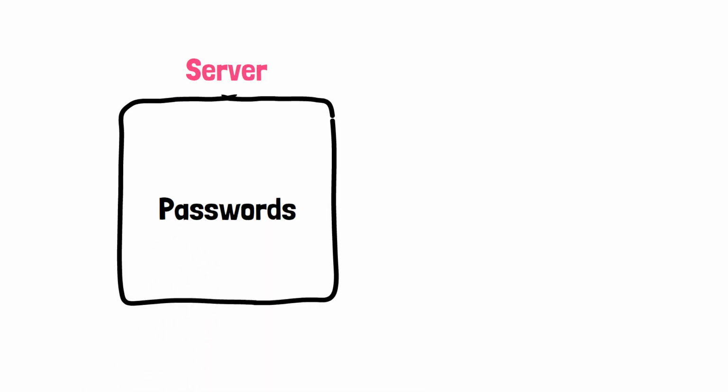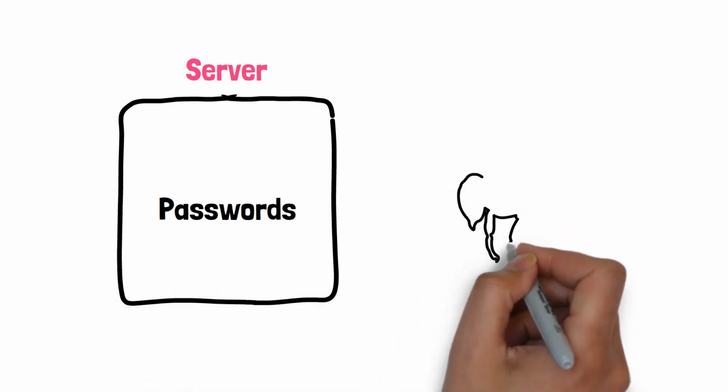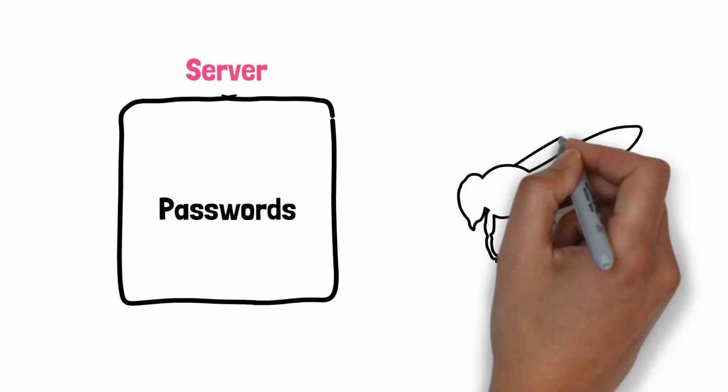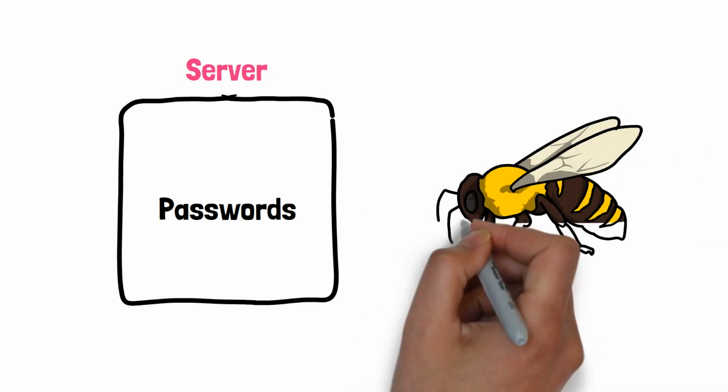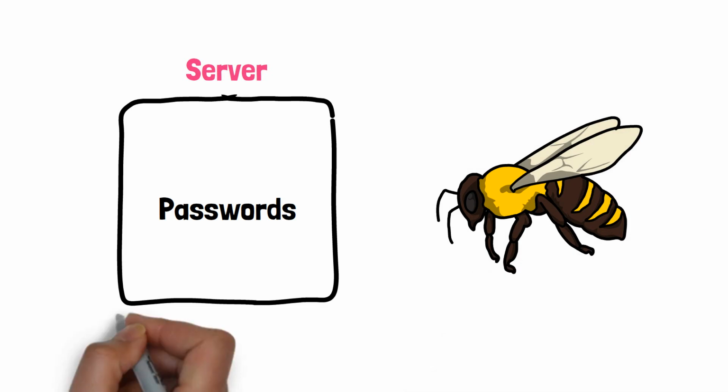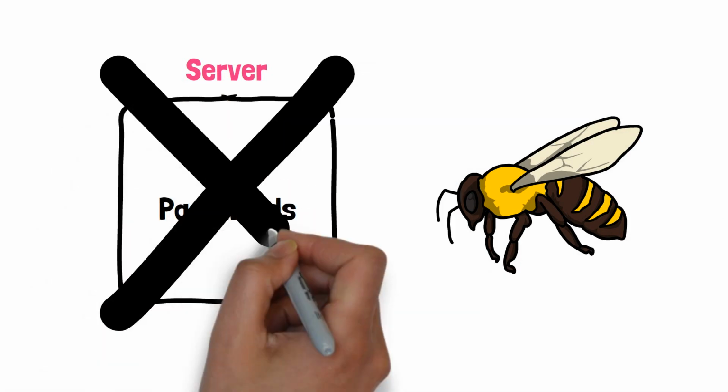In traditional apps, all passwords are stored on a centralized server, which acts as a giant honeypot for hackers. If a hacker manages to breach a server, they get access to absolutely everything. Whereas for a blockchain, there is no such centralized honeypot.